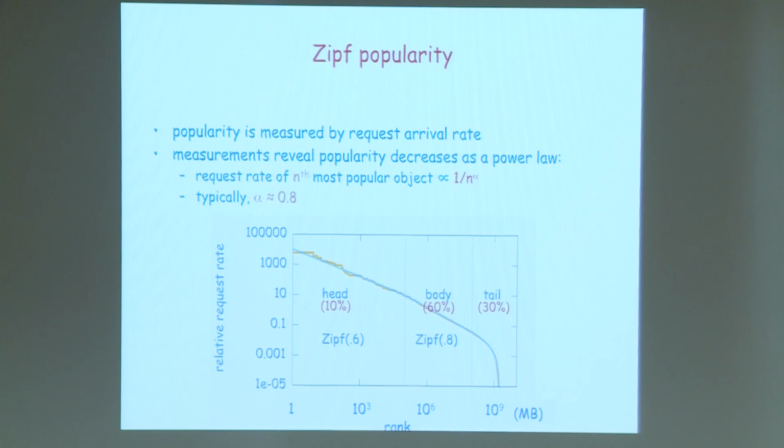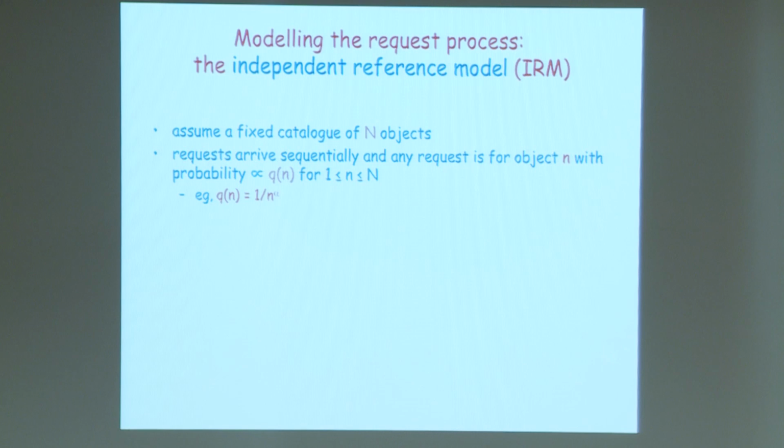What's interesting is that even though the tail is very unpopular compared to the most popular, the fact that there are a vast number of objects in this part means that the traffic generated is still very significant, like 30% here. So that's this kind of statistical picture of the popularity distribution.